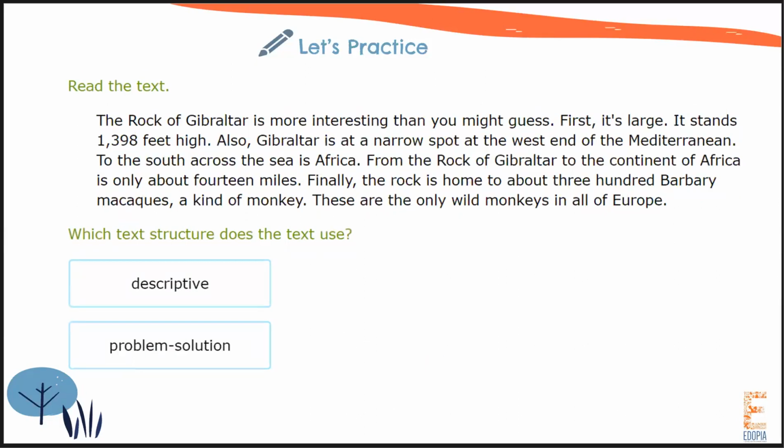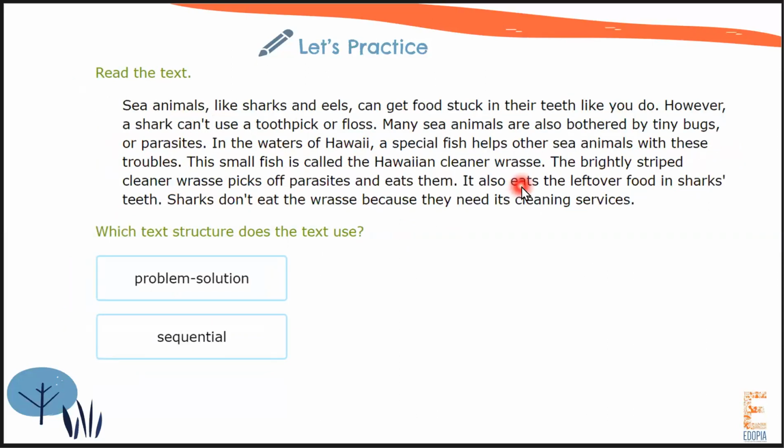Next one. Now this one you're going to read, and note that here it's kind of tricky because it also has words like first, also, finally. So that might lead you to think it is sequential, but it is not. If you read it, it will let you know how it is describing the rock. All right. So the details tell us that it is a descriptive text. And next one is the last one. I'm going to leave this on you. You have to solve it and let me know what your answer was.